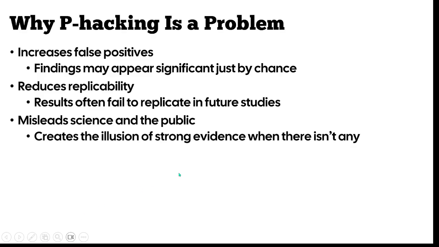Why is p-hacking a problem? Well, it increases the possibility of a false positive. So you're just fishing. If you find something that's significant, it may be just due to chance. It also reduces your ability to replicate the study. So you fished around and found something, and then another researcher comes along and tries to replicate your findings, and they're not able to do that because, hey, you fished till you found something. And overall, p-hacking misleads science and the public because it creates an illusion of evidence of something that's super strong when there really isn't any evidence of that conclusion at all.